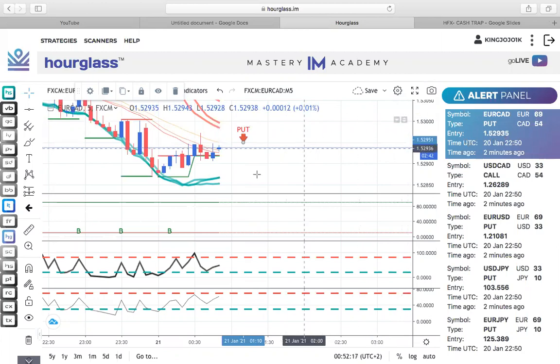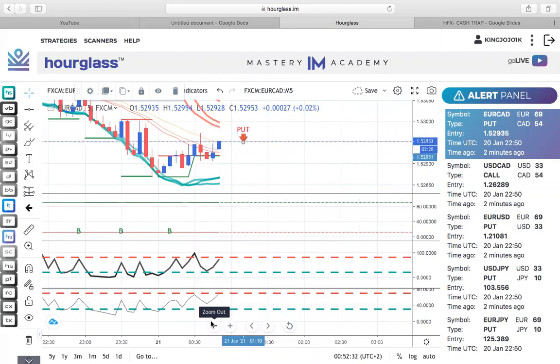Let me go to my stochastic. Is price oversold in this area? No. Is price oversold in this area? No. I would not enter this trade. I'm gonna look for another one, okay?